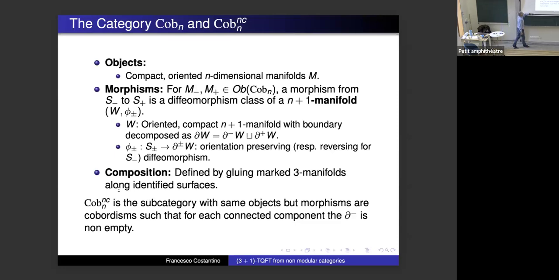I just want to mention that this is what people normally call Cob_n, okay? This is the category of n-dimensional objects and n+1 dimensional cobordisms. There is another category I shall call Cob_n^nc, nc as non-compact. It is basically a subcategory of Cob_n, but you require the following restriction on the cobordisms. You require that for every cobordism, every connected component has to have non-empty negative boundary. The choice of negative versus positive is purely conventional, but that's the choice we made, okay?